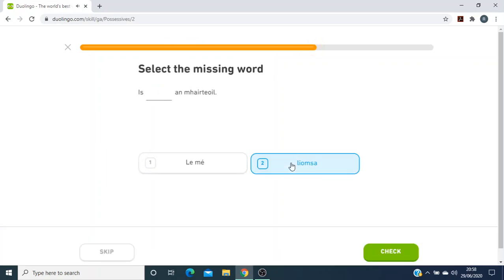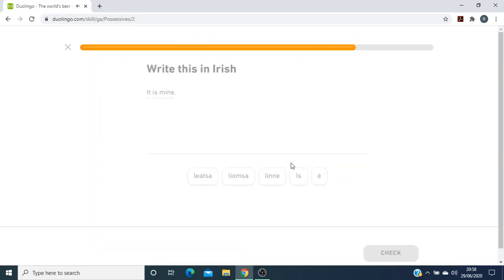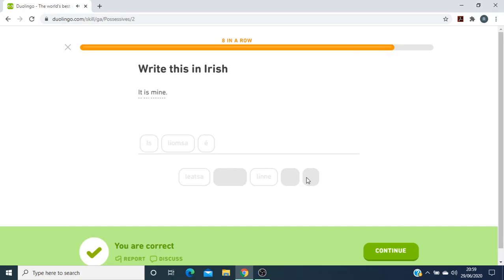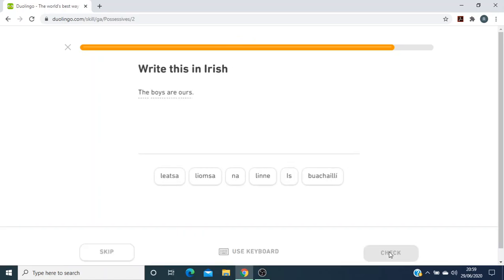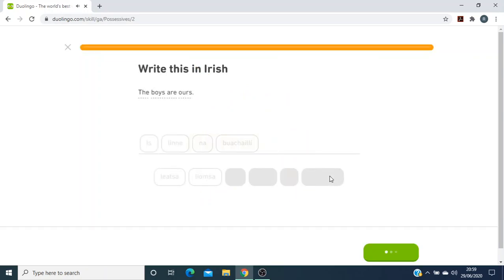Is liomsa an mhairteoil. So the beef is mine. It is mine. Is liomsa é. I wonder why there were no notes on mine and yours and stuff like that in the notes. But anyway, let's continue. The boys are ours. So is linne na buachaillí. Okay, perfect. There we go.